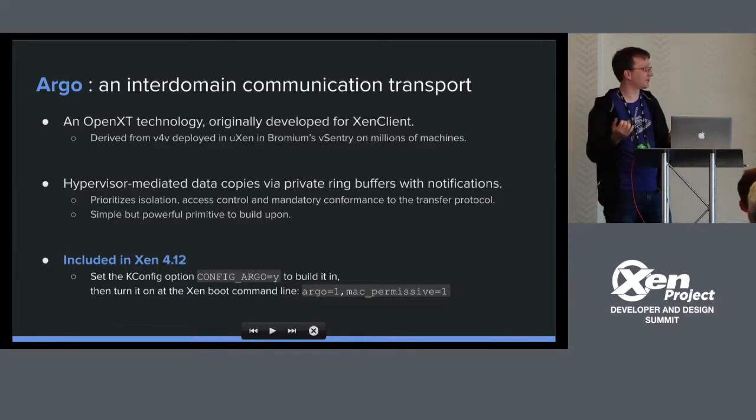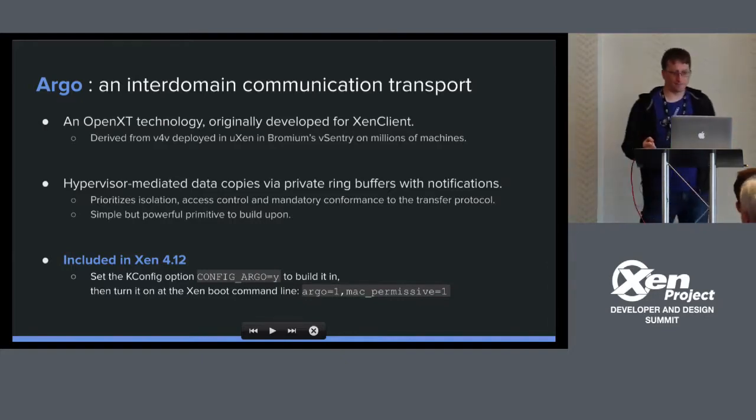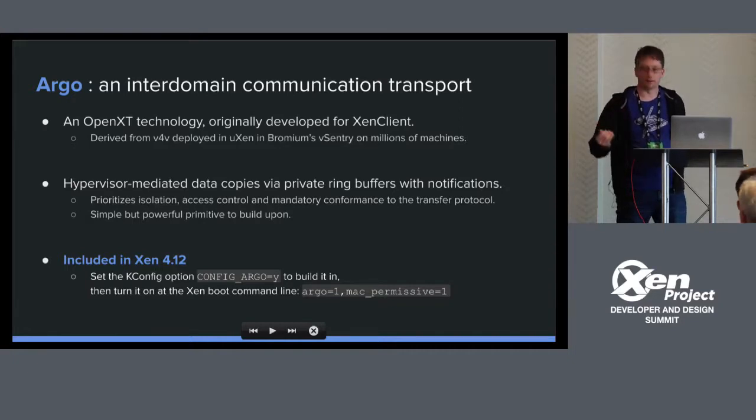The reason for this structure is because it prioritizes isolation between your VMs, the ability to enforce access control policies on your data connections, and ensuring that there is conformance to the transfer protocol, that the receiver can trust that the way that the message is delivered complies with expectations. And it is a simple but powerful primitive that you can build more capable levels of software upon.